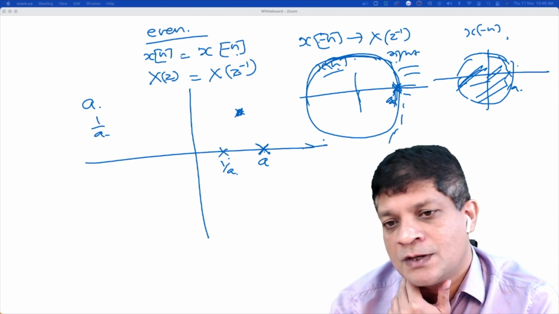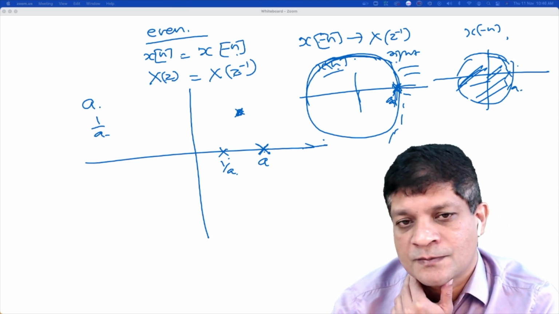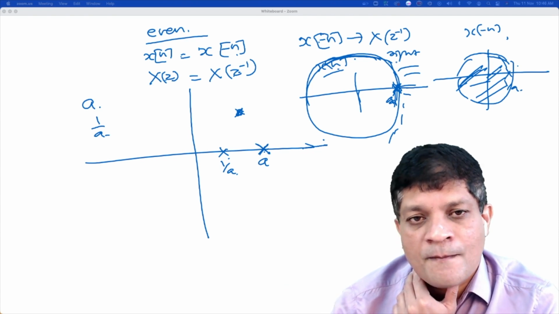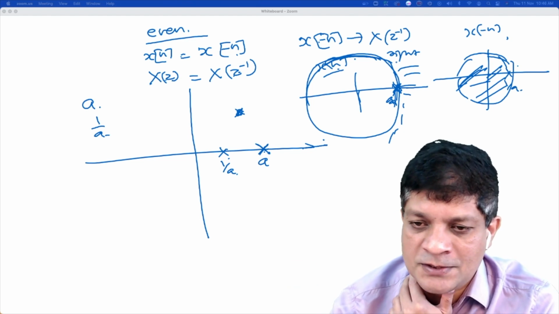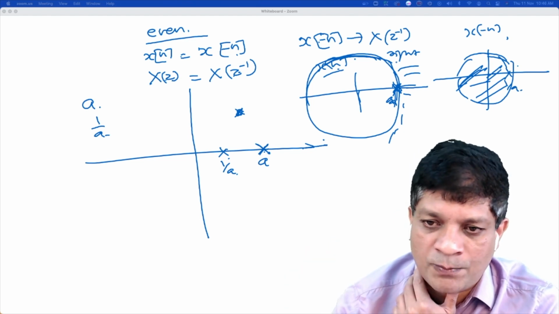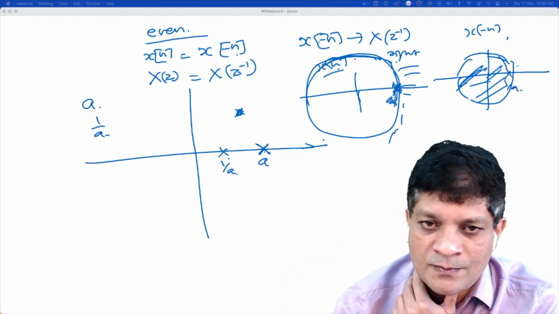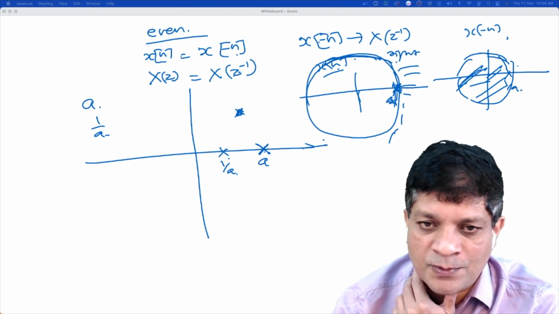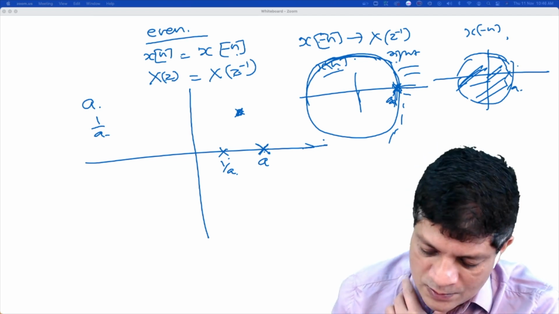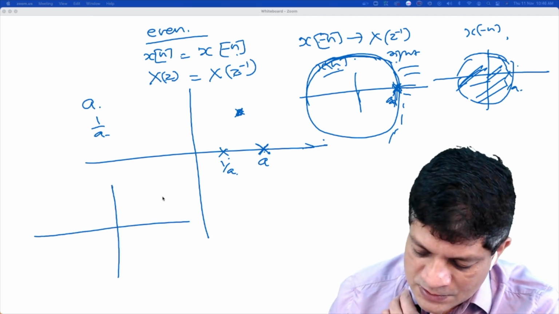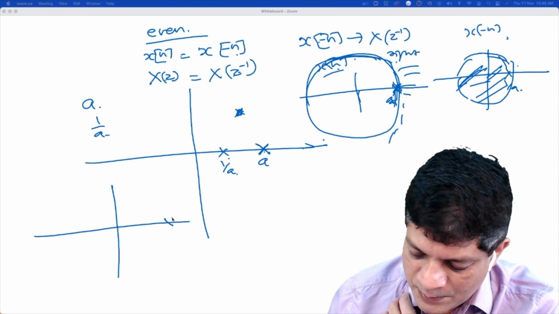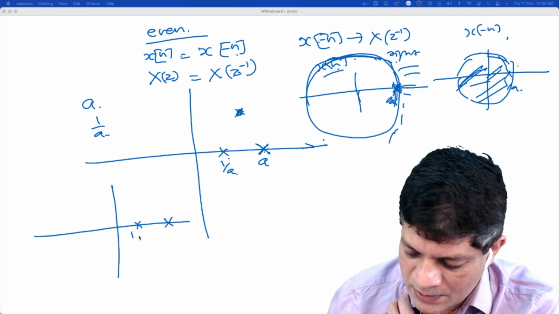No, even signal means what are the possible signals? That would be finite duration or infinite. If it is a finite duration signal, then there is no pole. Otherwise, there will be poles. And suppose, okay, let us consider that case. Suppose there is a pole at A, there must be another pole at 1 by A.